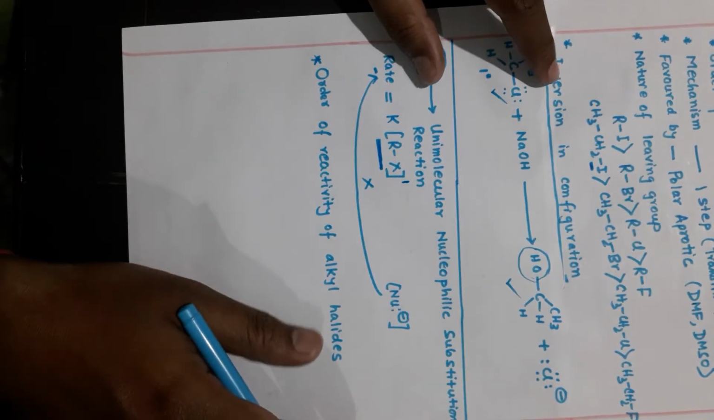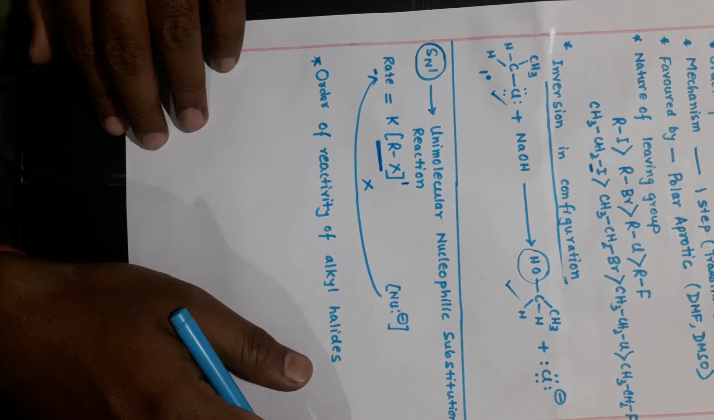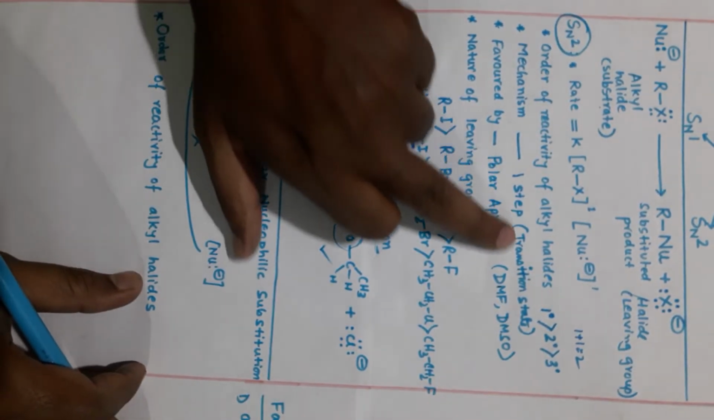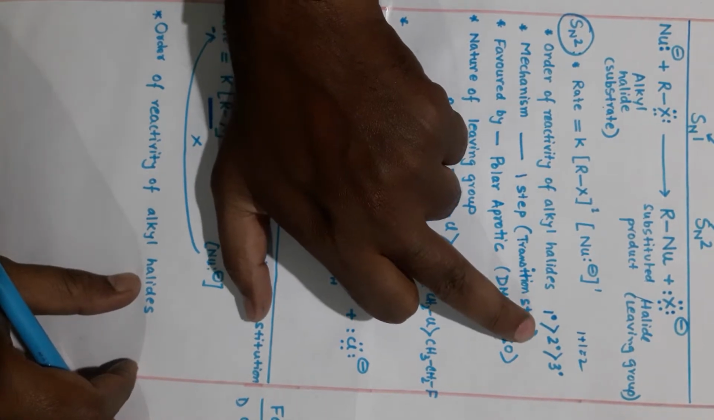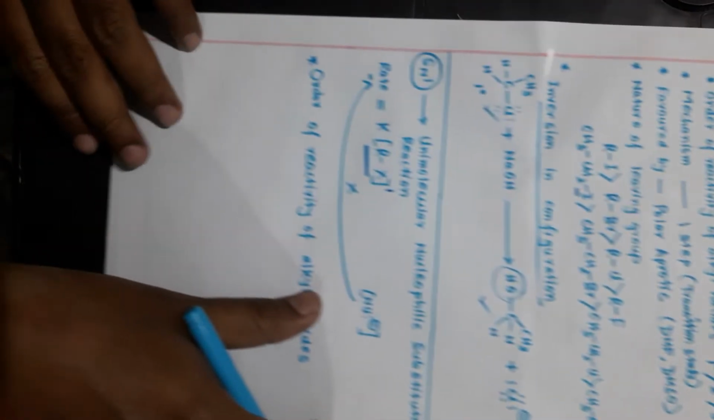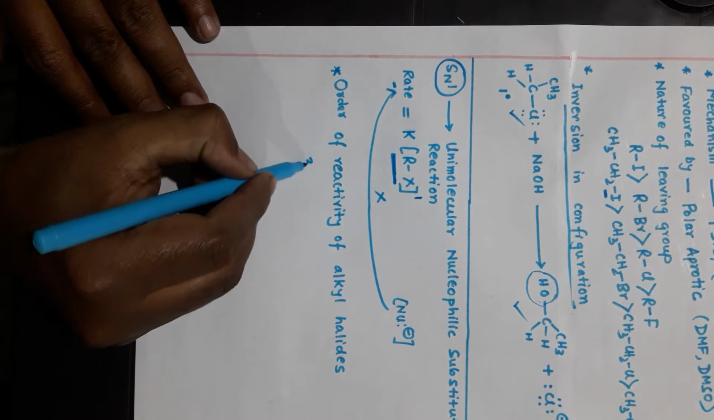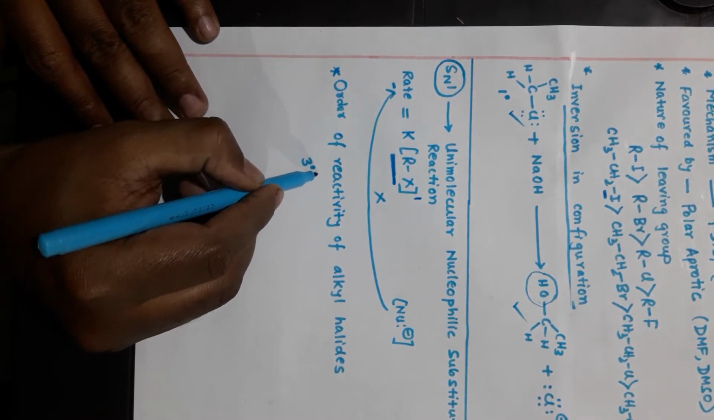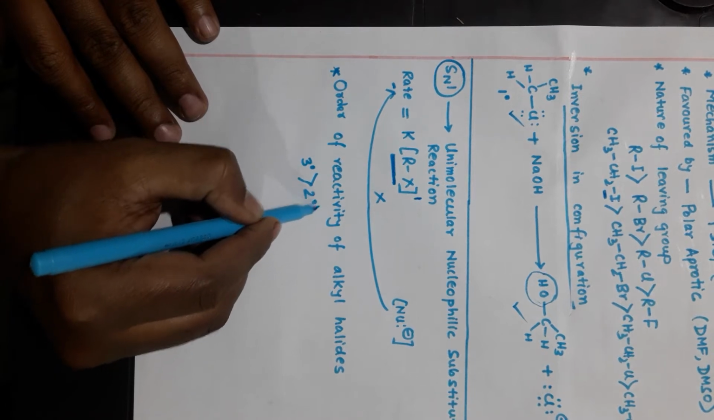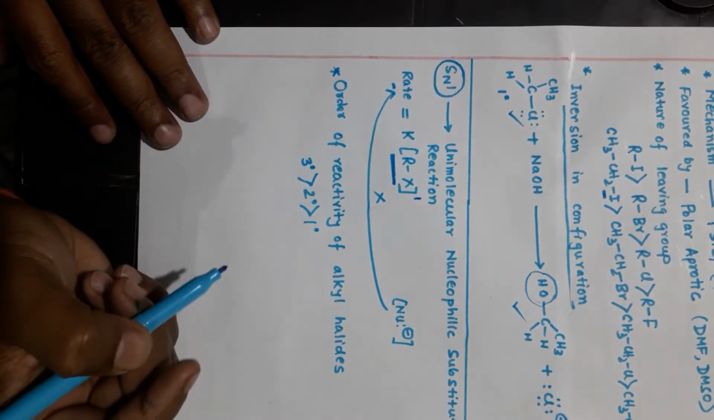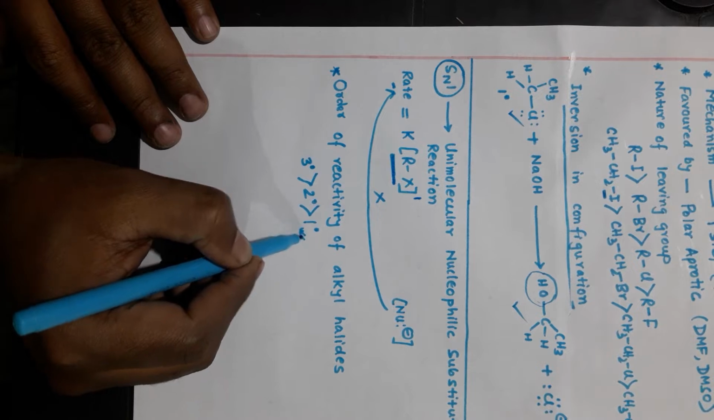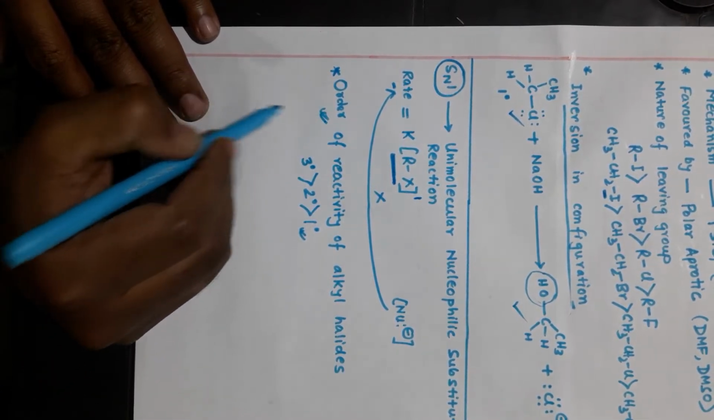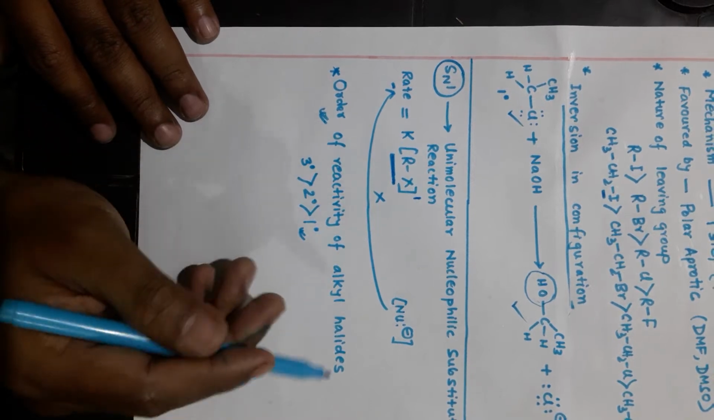So let us come to the order of reactivity of alkyl halides towards the SN1 reaction. In the previous one we saw that the order of reactivity was primary greater than secondary greater than tertiary. Here it will be opposite. So a tertiary alkyl halide has higher reactivity towards SN1 than secondary, than primary. Why it is so, we will understand when we study the mechanism. I am going to discuss this point in the factors that affect the SN1 reaction.